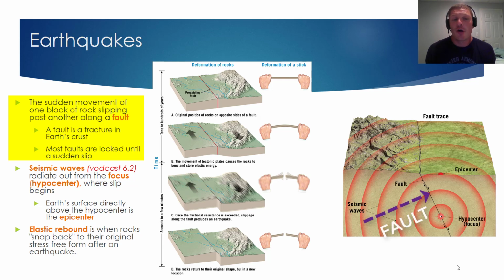Now, a fault is a fracture in Earth's crust. Put simply, think of it as a crack. Now, due to the intense pressure caused by rocks above, most faults will be locked until there's a sudden slip. But when those sudden slips occur, we have an earthquake.